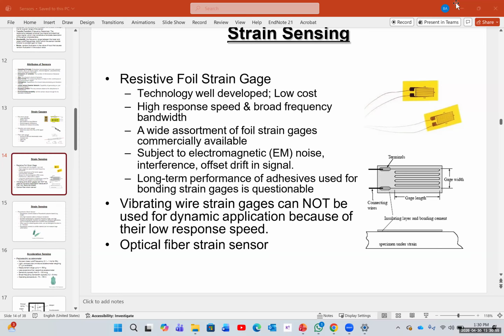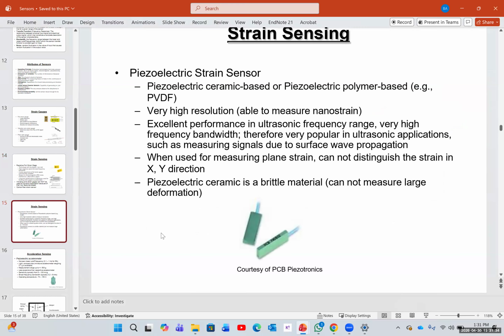It has a wide assortment of foil strain gauges commercially available, but they are subject to electromagnetic noise, interference, and offset drift in the signal, and the long-term performance of the adhesive used for bonding the strain gauge is questionable, as mentioned. When it gets hot and cold, it tends to rip apart. And the vibrating wire strain gauge cannot be used for dynamic applications because of their low response speed. That's the reason we use optic fiber strain gauges for that.